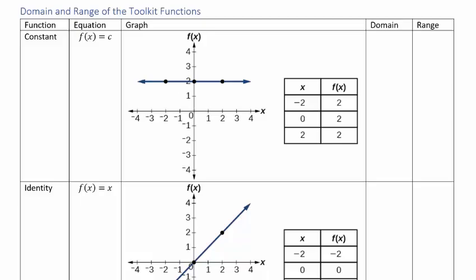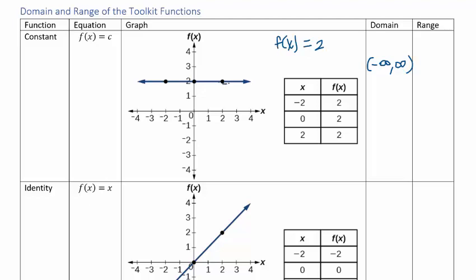Take a look at the domain and range of the toolkit functions. And the first function is the constant function, which is of the form f of x equals some constant c. In this case, f of x is equal to 2, which is just a horizontal line. We can see that any horizontal line would have a domain of all real numbers. So we'll write it in interval notation as negative infinity to infinity.